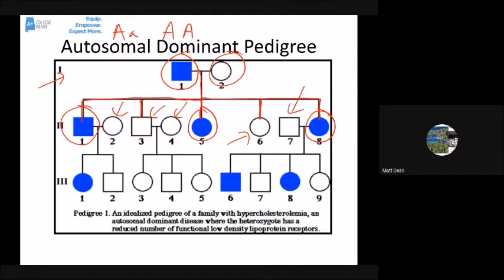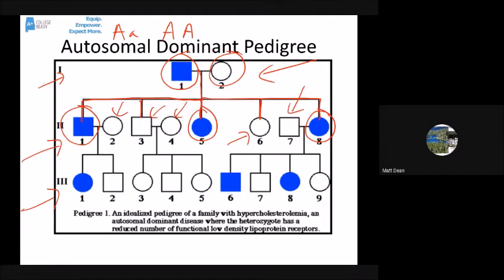So when you're looking at autosomal dominant traits, what you tend to see, number 1, is the traits don't skip generations. There are people in the first generation that have it. There are people in the second that have it. There are people in the third that have it. There are no carriers. So that's the first thing you want to look at.